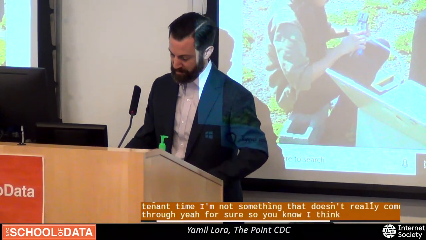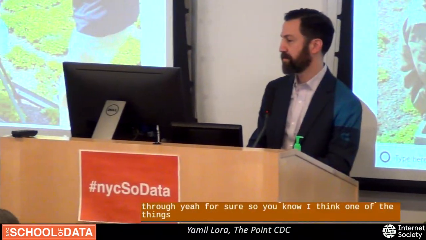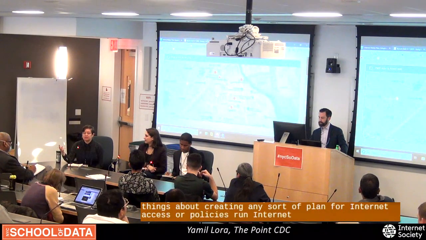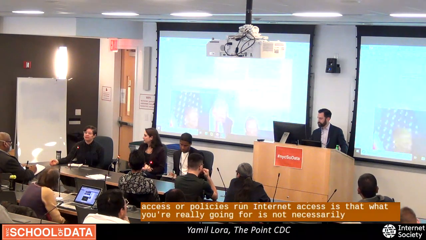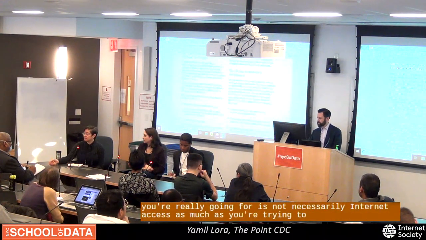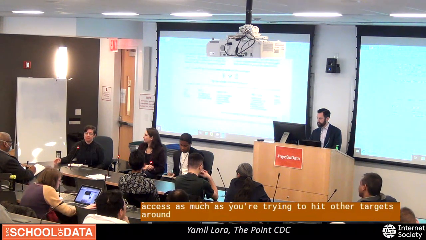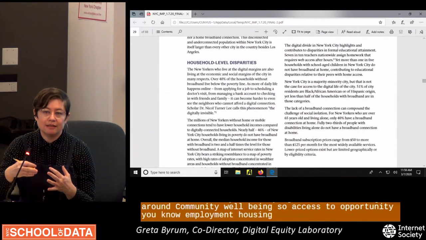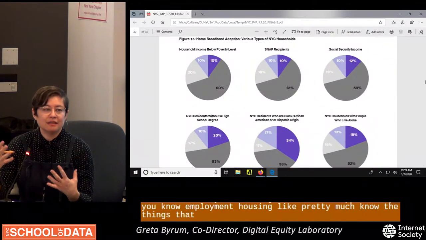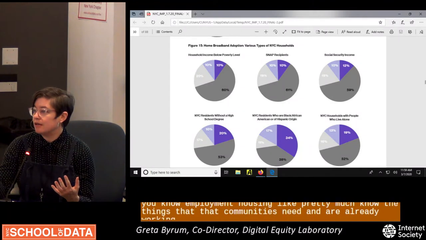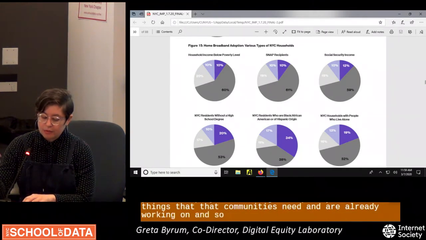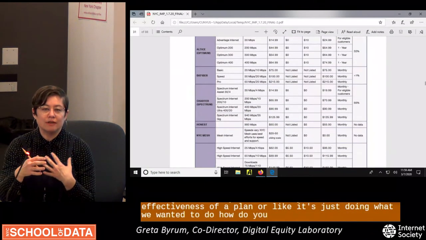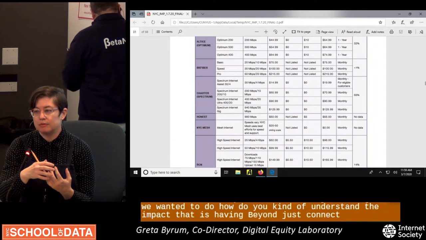So, I think one of the things about creating any sort of plan or policies around internet access is that what you're really going for is not necessarily internet access as much as you're trying to hit other targets around community well-being. So access to opportunity, employment, housing, the things that communities need and are already working on. When you think about the effectiveness of a plan, is this doing what we want it to do? How do you understand the impact that it's having beyond just connecting people to the internet?